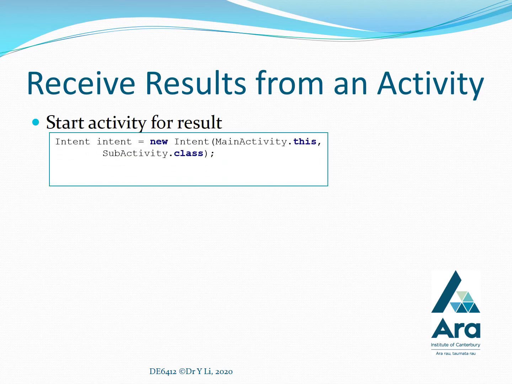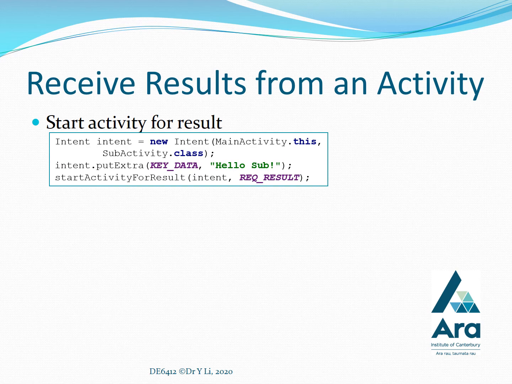Create an intent, which can be explicit or implicit, and then call the method startActivityForResult, which takes the intent as the first argument and the request code as the second argument. This request code is an integer and will be used in another method later on. Normally, we declare it as a constant in the activity class field.